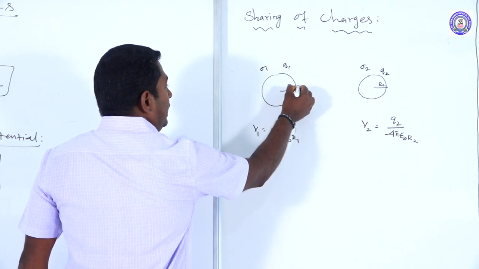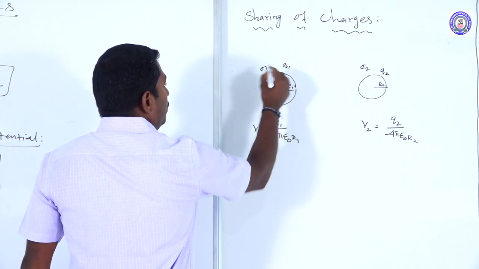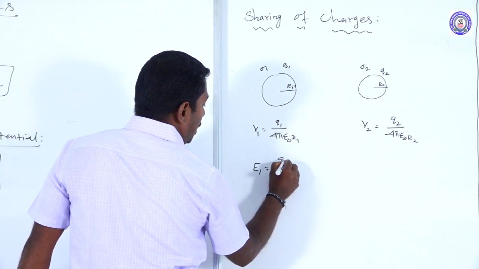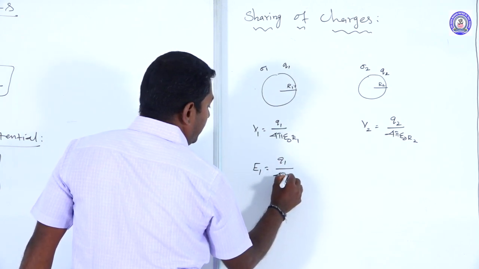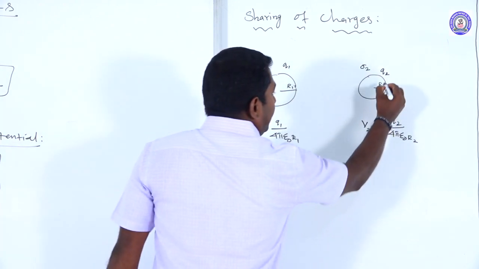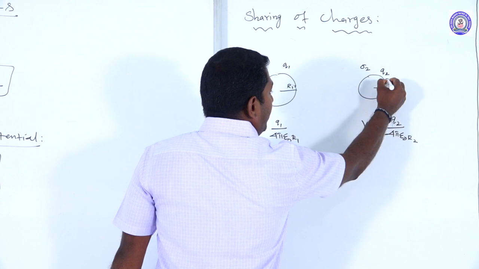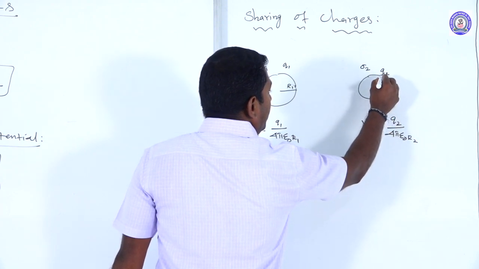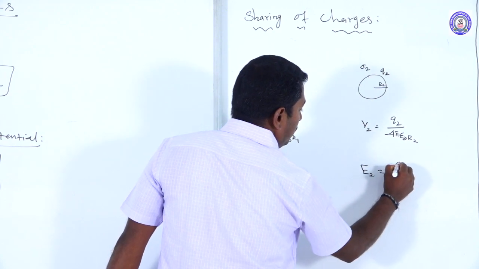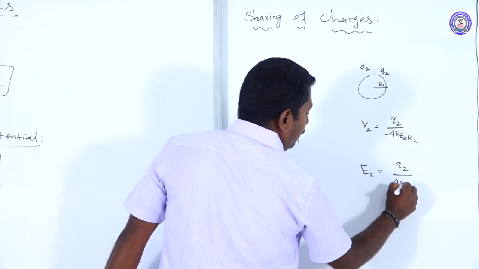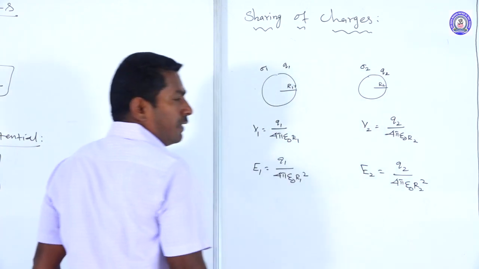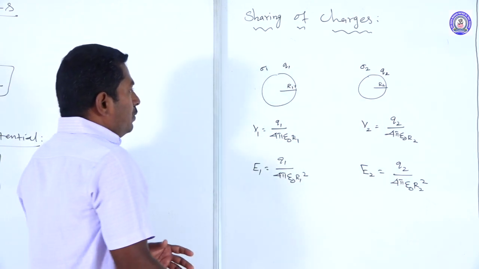Electric field intensity on the surface of the uniformly charged first spherical shell, E1, is equal to Q1 divided by 4 pi epsilon naught R1 square. Electric field intensity on the surface of the uniformly charged second spherical shell, E2, is equal to Q2 divided by 4 pi epsilon naught R2 square.